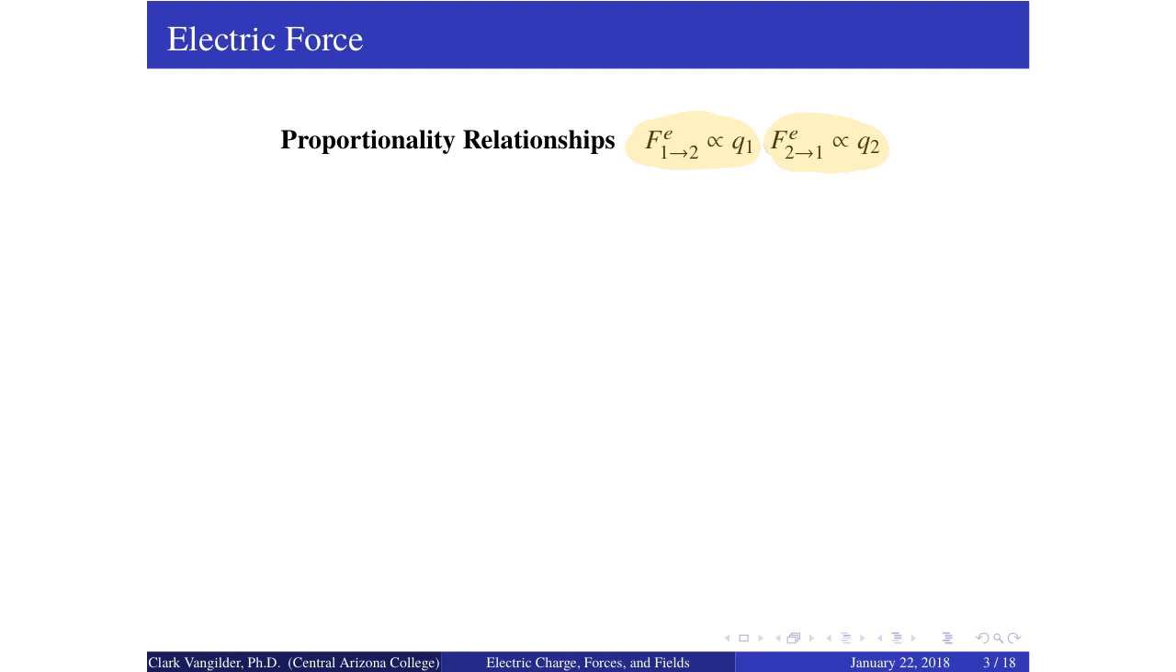And since forces always come in pairs, these are kind of opposites of one another. 1 on 2 and 2 on 1 are going to be equal and opposite. Newton's third law. All right? So there's this proportionality in the electric force.